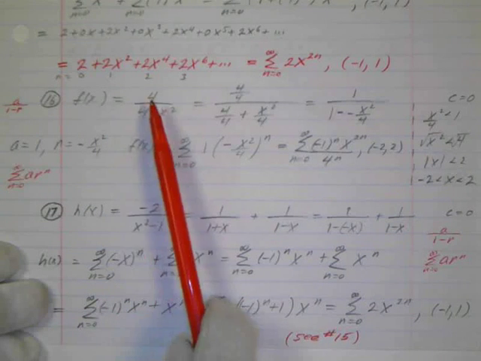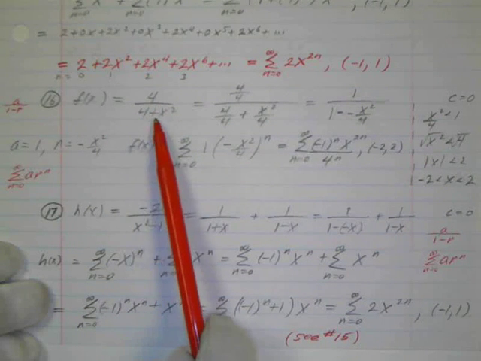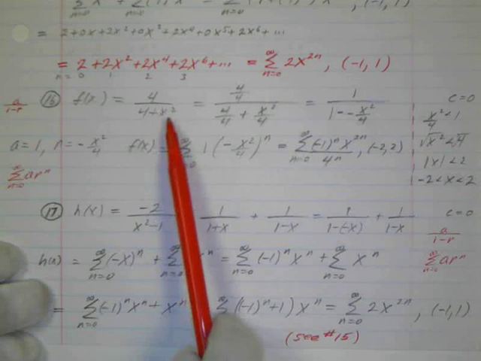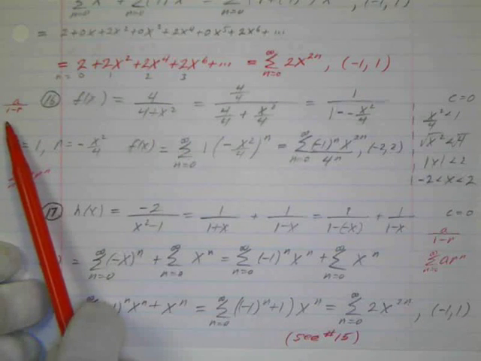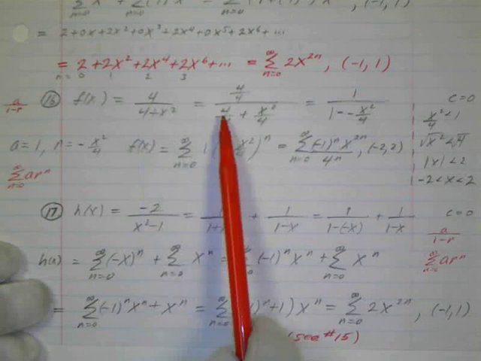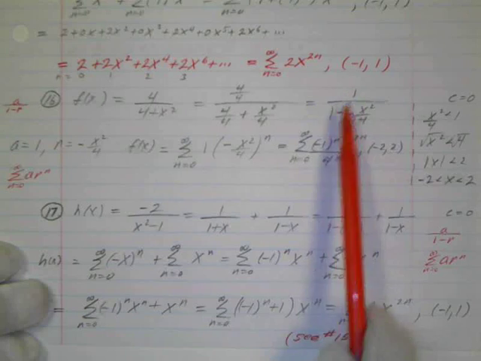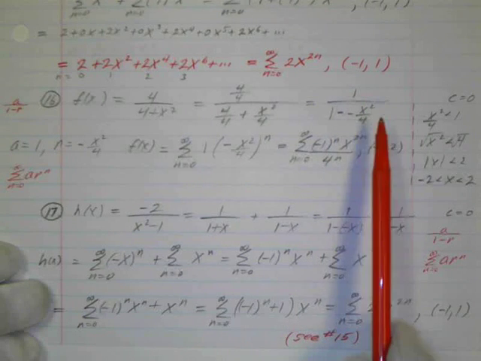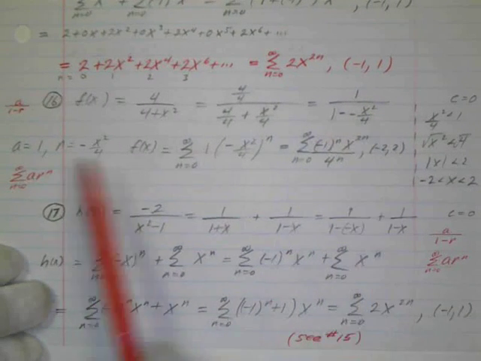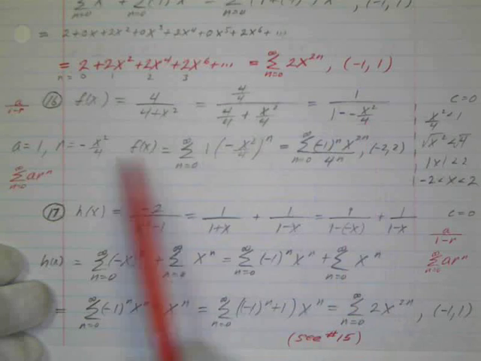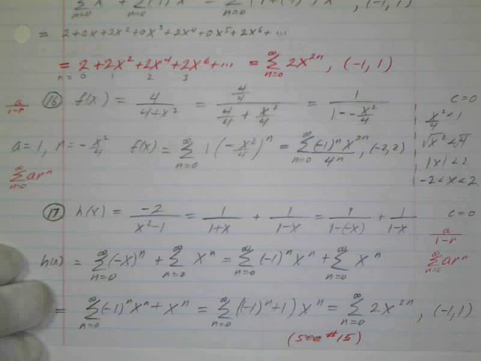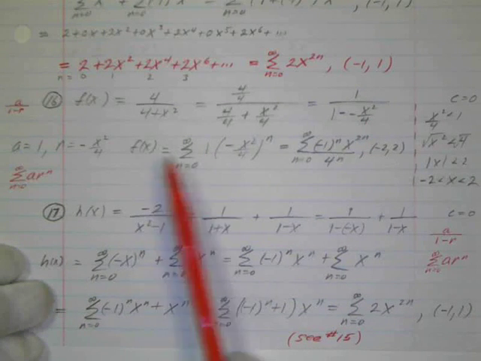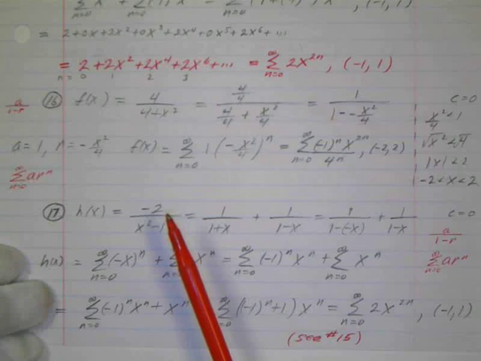So we have f of x equals 4 divided by 4 plus x squared. And this is pretty close to what we want. So we can just divide everything by 4 so we can make this a 1. And we have 1 over, and then we'll just double negative. And we have our a is going to be 1, and our r is going to be negative x squared over 4. So we can write this as the summation a times r to the n.